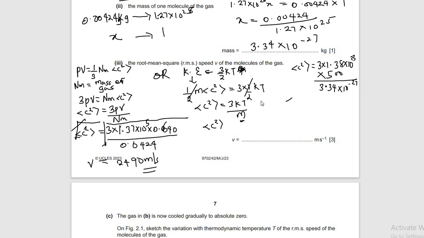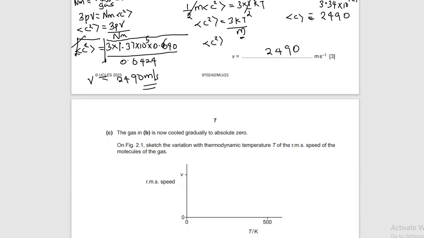So when you find the square root of this, it also gives us 2490. So the speed is 2490 meters per second when you approximate it. I believe you understand. The next question.